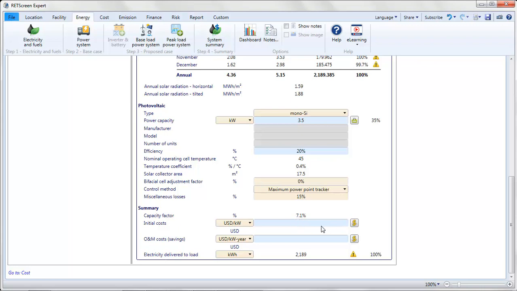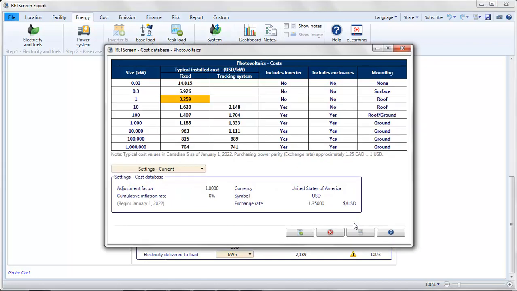We next want to specify the initial costs of the array. So I click here and I go to the cost database, and I see that costs for photovoltaic arrays, including the inverter, let's see, at this range, including the inverter, might be around, say, $2,000 US per kilowatt.